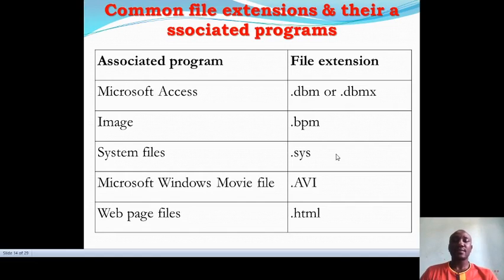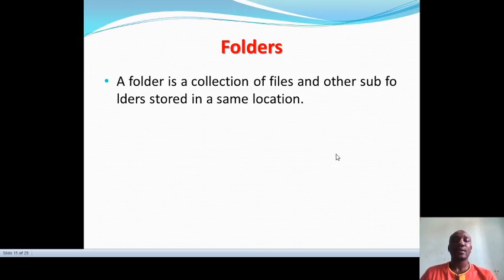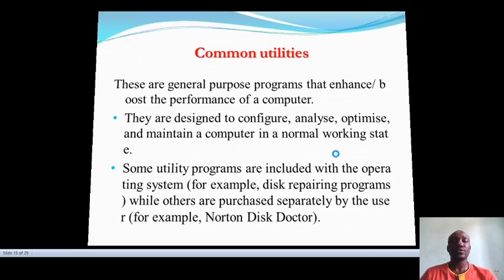Microsoft Access, its file extension is .bmx, and then an image is .bmp. System files .sys, Microsoft Windows Movie file .avi, and web page files, these ones are always displayed as .html. Then a folder is a collection of files and other subfolders stored in the same location.